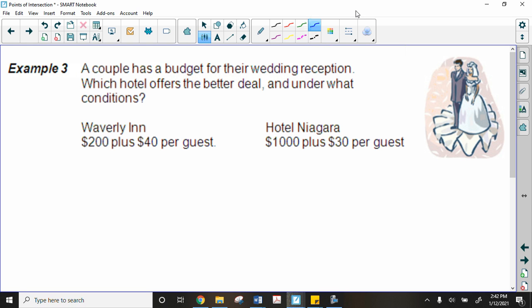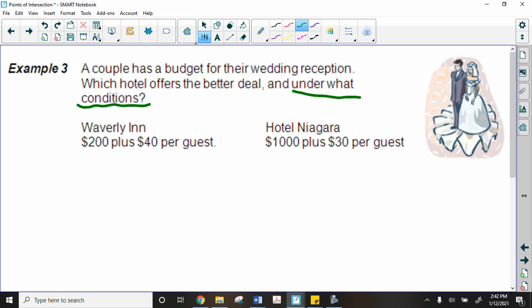So now we're going to get into some word problems, because when we're looking at problem solving, we want to see all of the different scenarios that could exist. So we're budgeting for a wedding, and we want to figure out which hotel offers the better deal. And there might be specific conditions. Okay, and under what conditions?